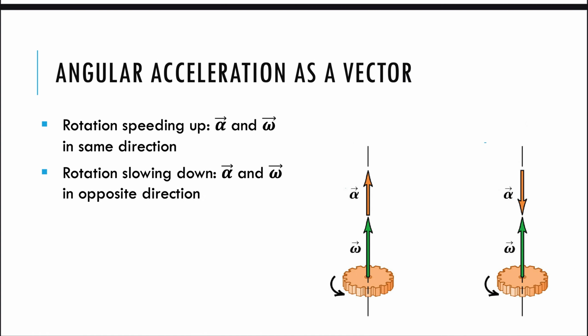The last thing is that acceleration is also a vector, but we're going to treat it just like we did before. If an object is speeding up, that means that the angular acceleration and the angular velocity are in the same direction. If an object is slowing down, then they're in opposite directions. So the angular acceleration also has a direction along the axis of rotation. But again, we're not going to use it much. I just wanted to be complete.